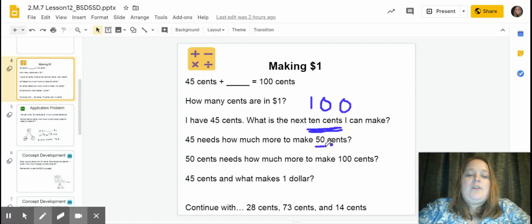So 50 would be my next 10, which would be a friendly number or a multiple of 10 or a benchmark number, and it ends in 0. So if I'm at 45, how many more do I need to get to 50? Good, I need 5 cents.